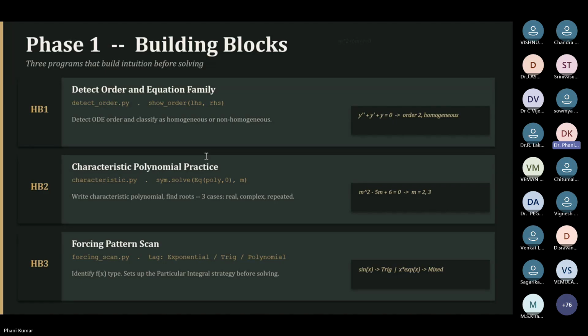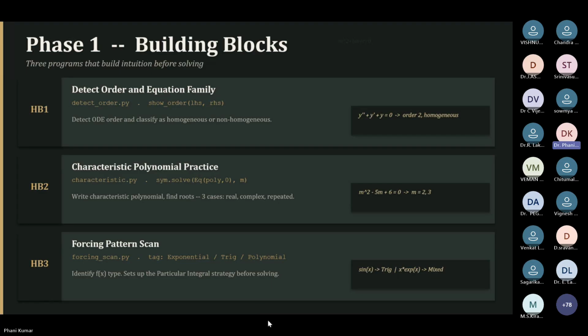The next building block is for second and higher order differential equations. First, we find the homogeneous part, f of D of y is equal to q of x. The homogeneous part we convert into an algebraic equation to find the roots. That polynomial is called the characteristic polynomial. If it is second order, we get a second order polynomial; if third order, a third order polynomial.